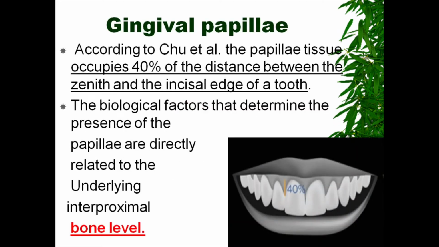Now coming on to the interdental papillae, also known as gingival papillae. The papillary tissue occupies 40% of the distance between the gingival zenith and the incisal edge of the tooth. So it occupies 40% of the distance from the gingival zenith to the incisal edge. The biological factor that determines the presence of papillae is directly related to the underlying alveolar bone.